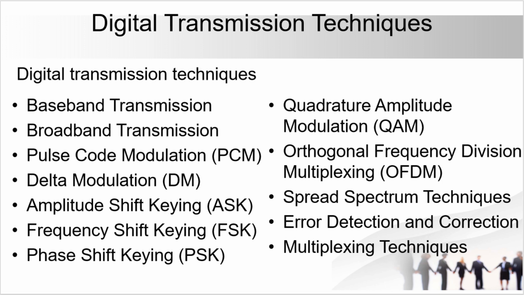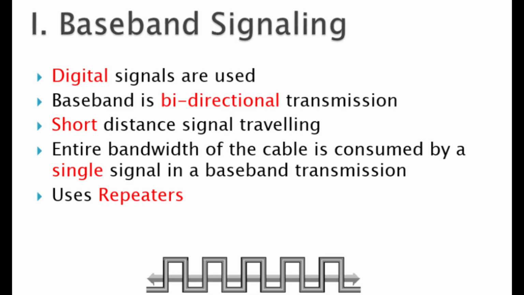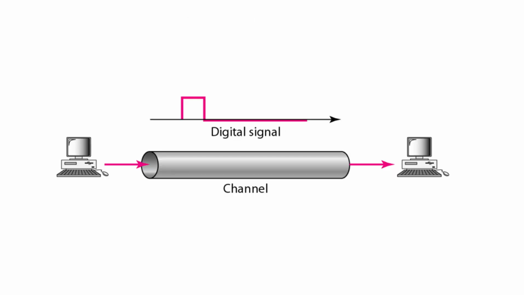One is baseband transmission. Baseband transmission involves sending a digital signal over a channel without modulating it to a higher frequency. It is often used for short distance or within a specific local area network, we call LAN.